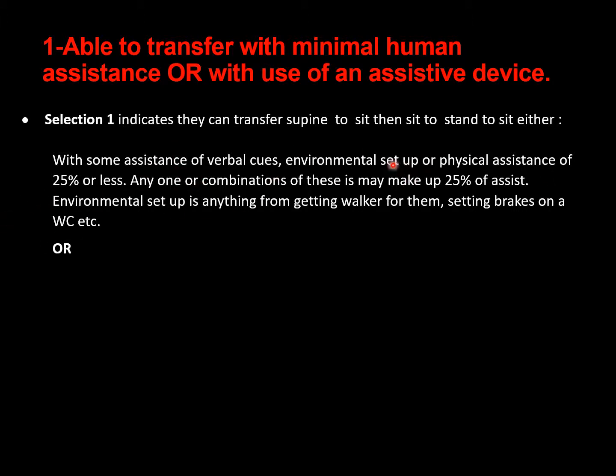That combination can provide a minimal or greater than that, in this case, of assistance. So keep that in mind. It doesn't have to be 25% of physical assistance alone. It can be any combination of that. And if that's all they're receiving is 25% or less of assistance, then 1 would be indicated.